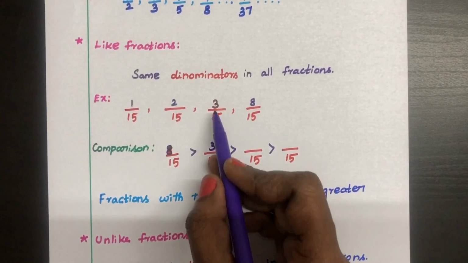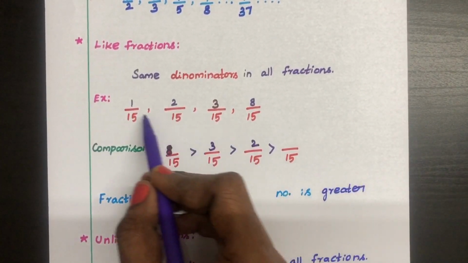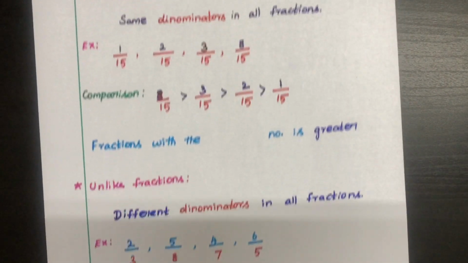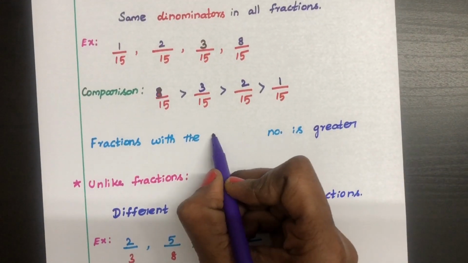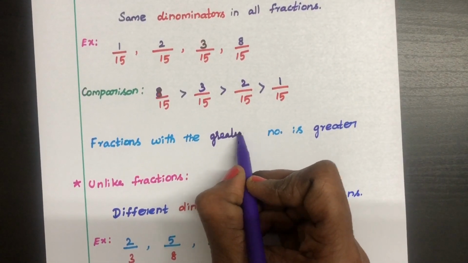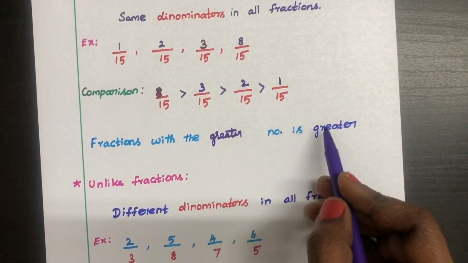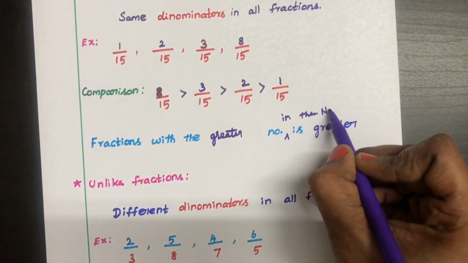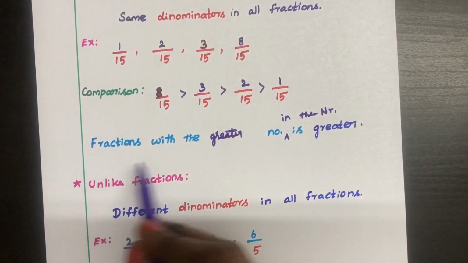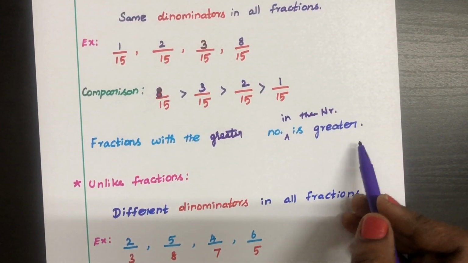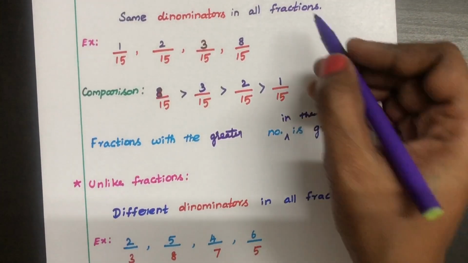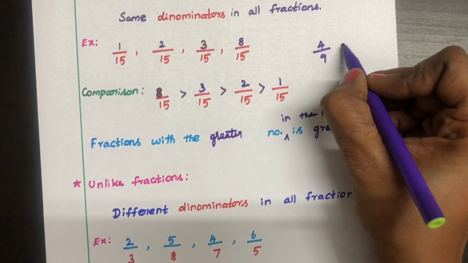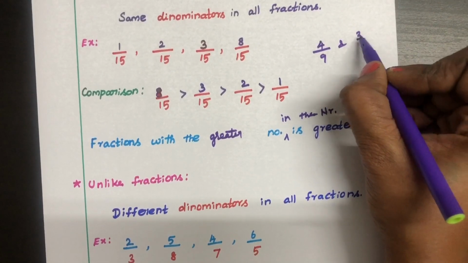3 by 15 is greater than 2 by 15, and 2 by 15 is greater than 1 by 15. Always, among fractions with the same denominator, the one with the greater number in the numerator is greater. This is the important point. Have it in mind. For example, see here, 4 by 9 and 3 by 9.